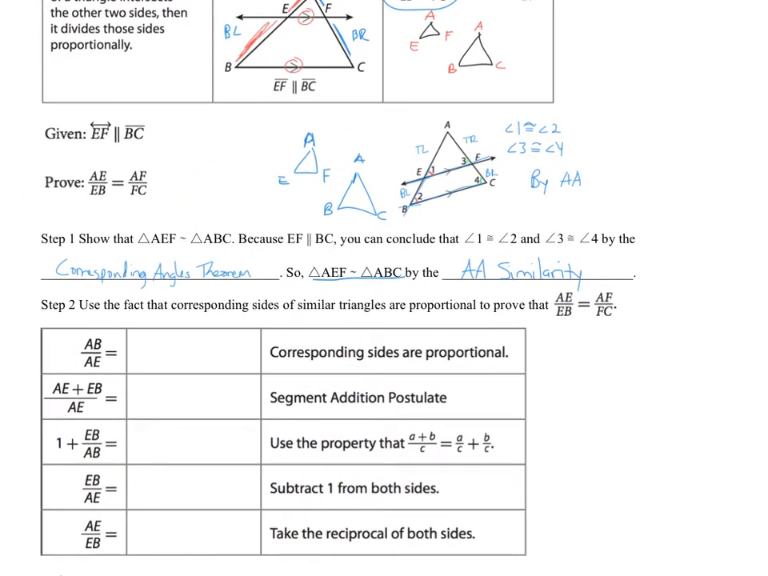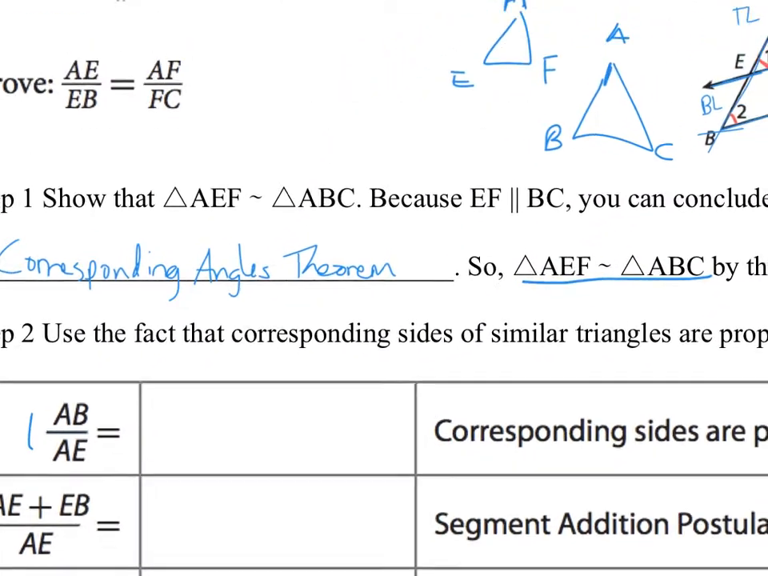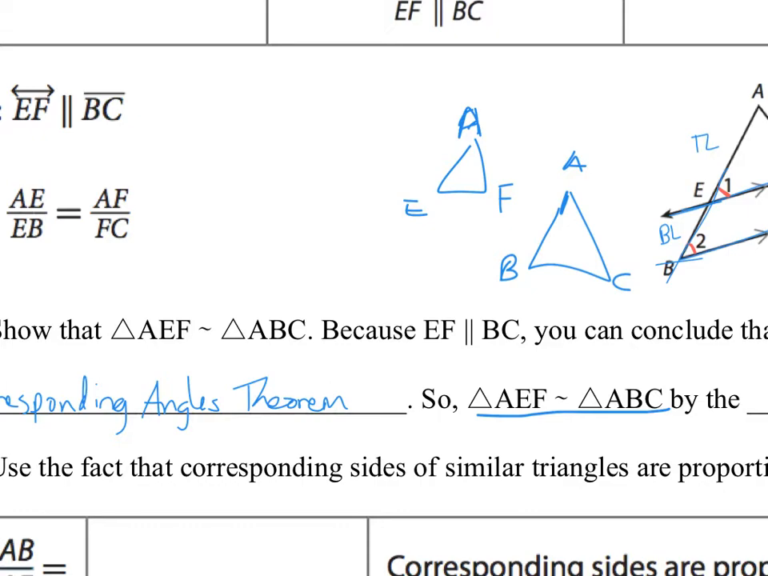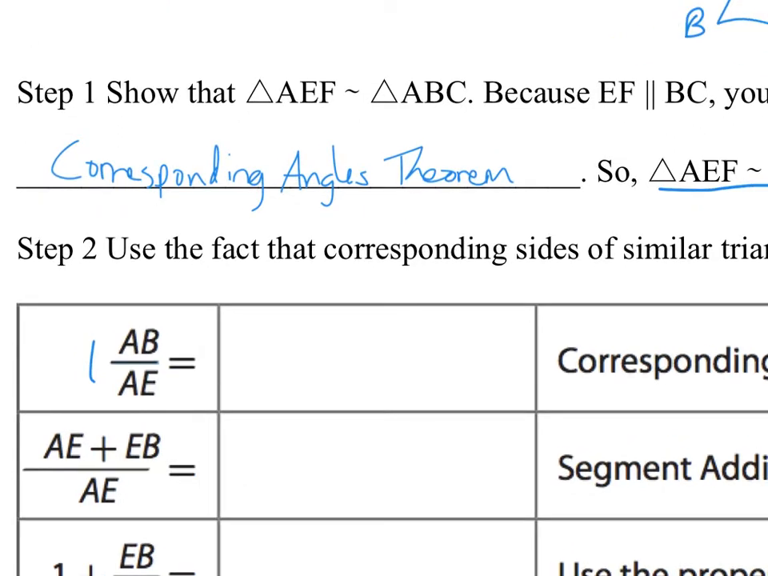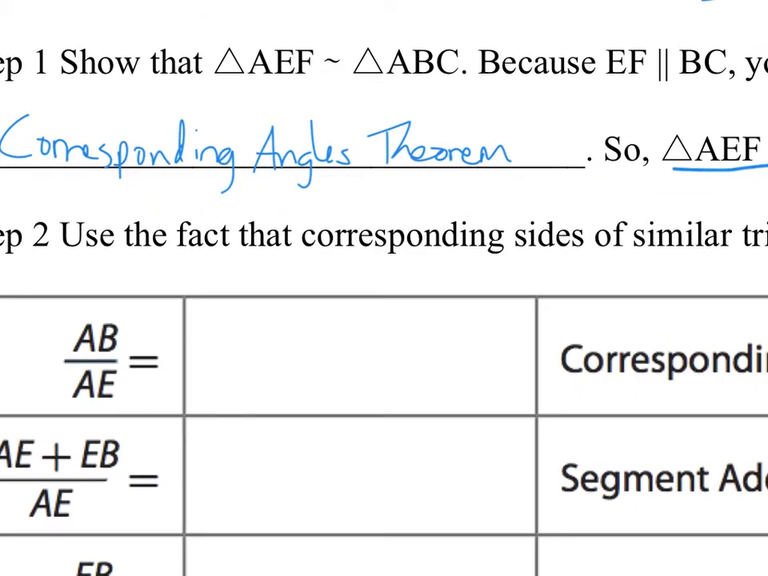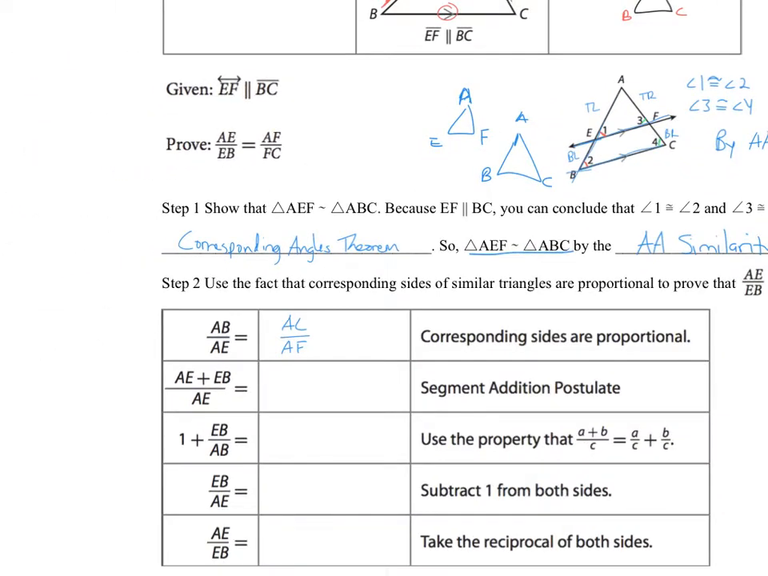So in step 2, now that we know that those are similar triangles, we want to prove that those are in fact proportional. So our first step says that AB is proportional to AE. So AB and AE, because those are corresponding sides of our triangle here, the two left sides. So AB and AE. And those are going to equal AC over AF, because again, corresponding sides are proportional since we know that the triangles are similar.